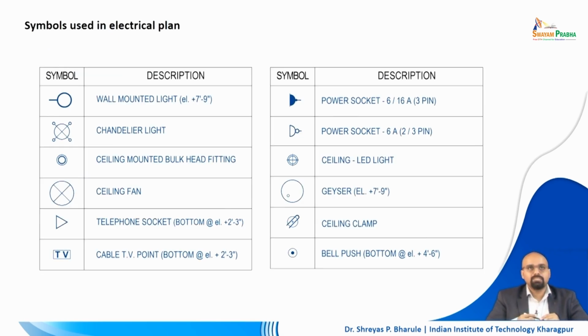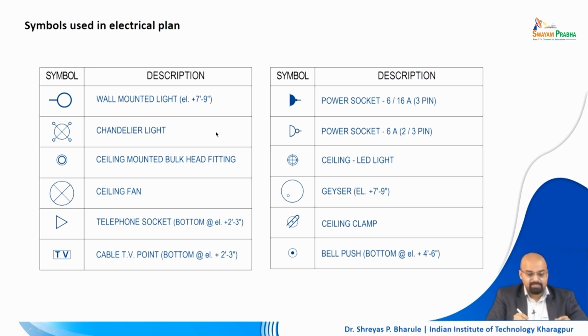Moving forward, these are the different symbols which are used in creating an electrical layout, right? Looking at the first one, this is a wall mounted light. Here it also mentions the elevation, meaning at what point on a particular wall this fixture is to be mounted, which is to be mentioned in a certain location.